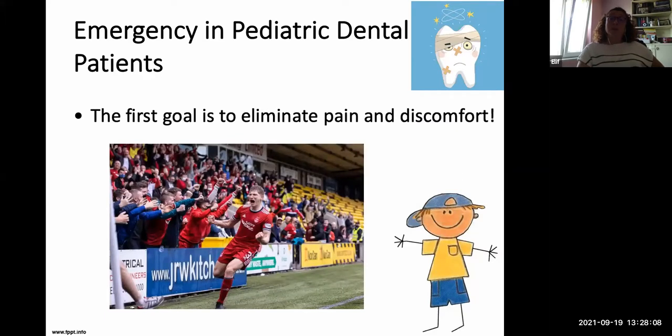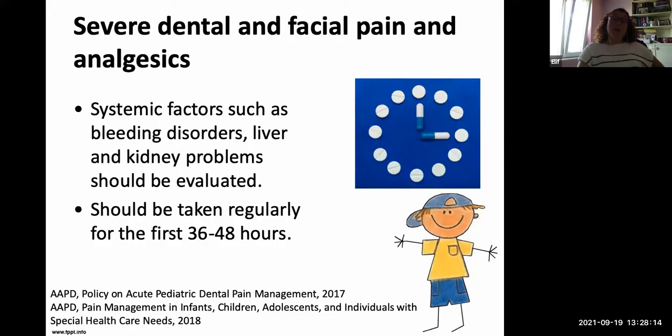So our first goal is to eliminate pain and discomfort in these patients. We mostly prescribe some drugs to these patients in order to relieve their pain, discomfort, and also their inflammation. So we mostly prescribe analgesics and antibiotics for this purpose.